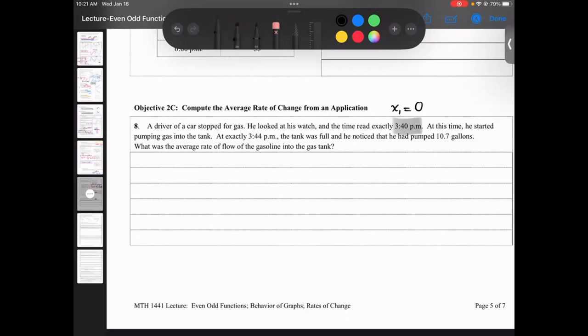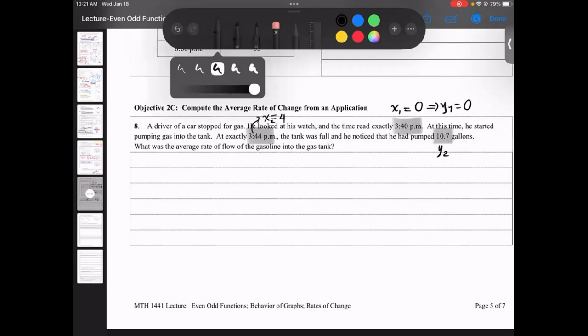He finished pumping gas at 3:44. So how many minutes later? 4. So X2 is 4. What is my Y1? 0, right? There's no gallon pumped into the tank. So this implies Y1 is also 0. What about Y2? Can you plug it in? Find the average rate of the flow of the gasoline into the gas tank.